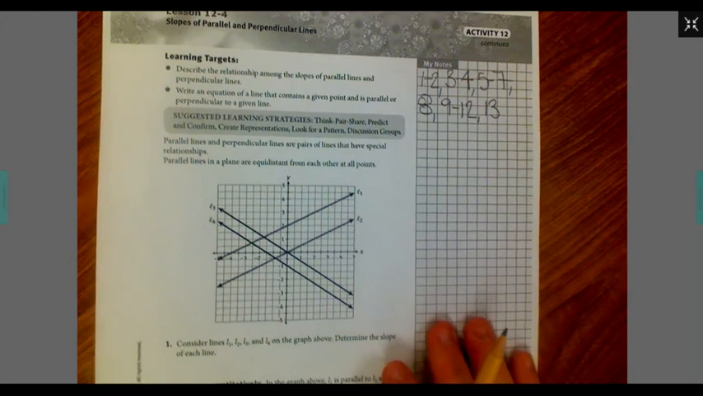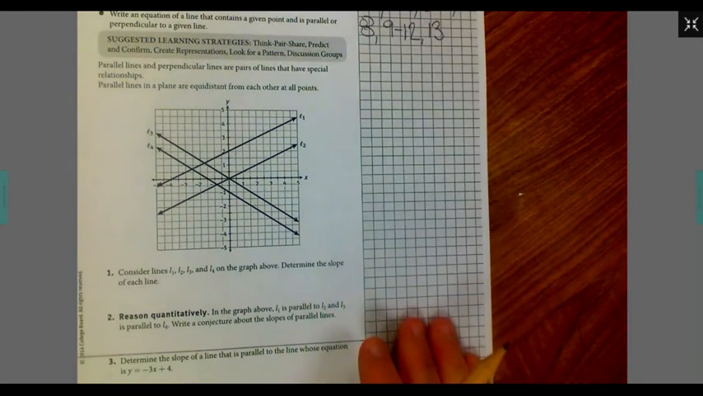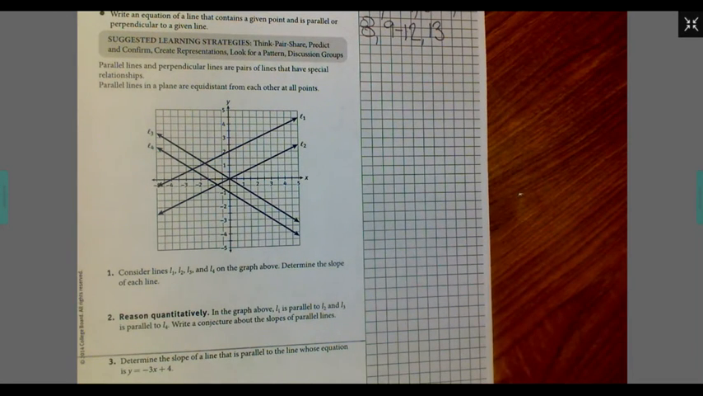Let's take a look at the introduction to 1 to 2. Parallel lines and perpendicular lines are pairs of lines that have special relationships. Parallel lines in a plane are equidistant from each other at all points.